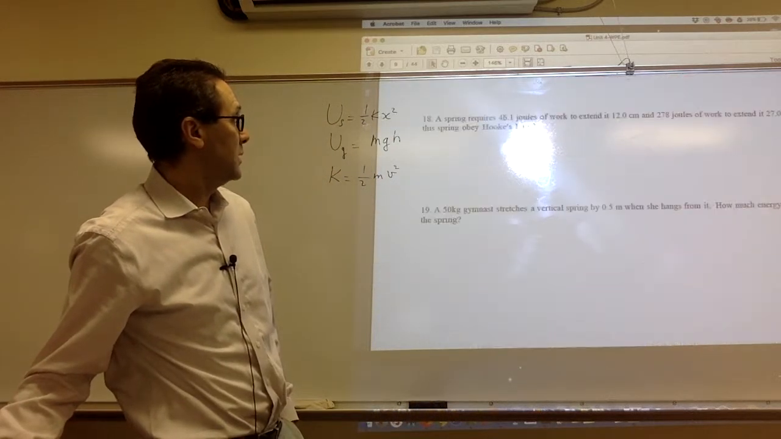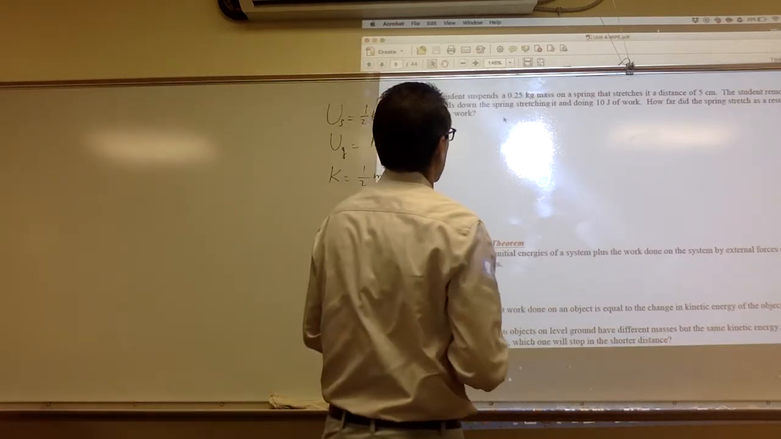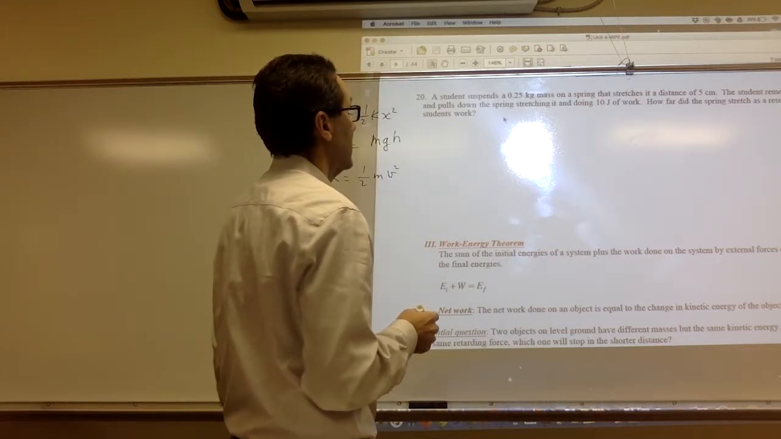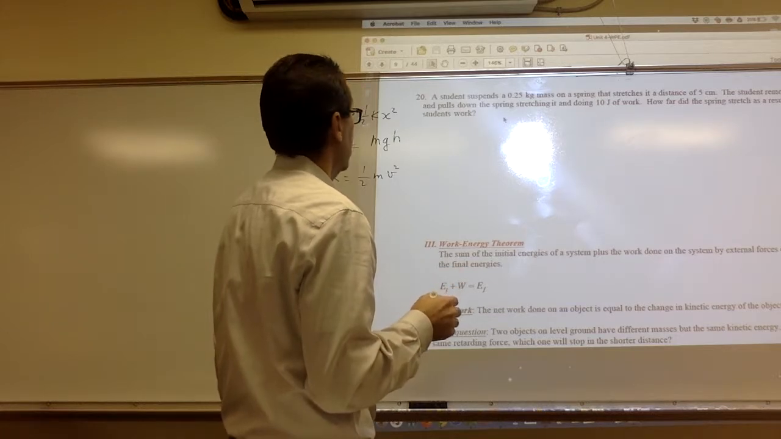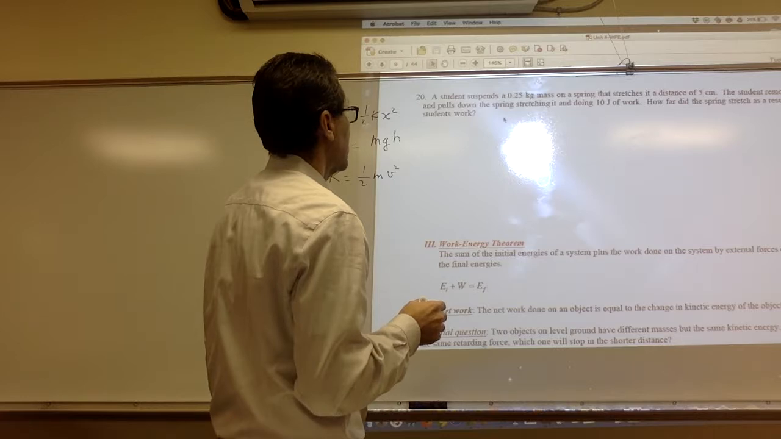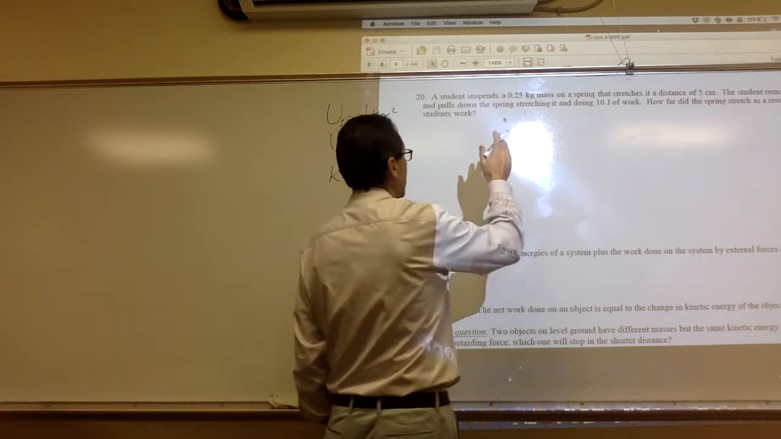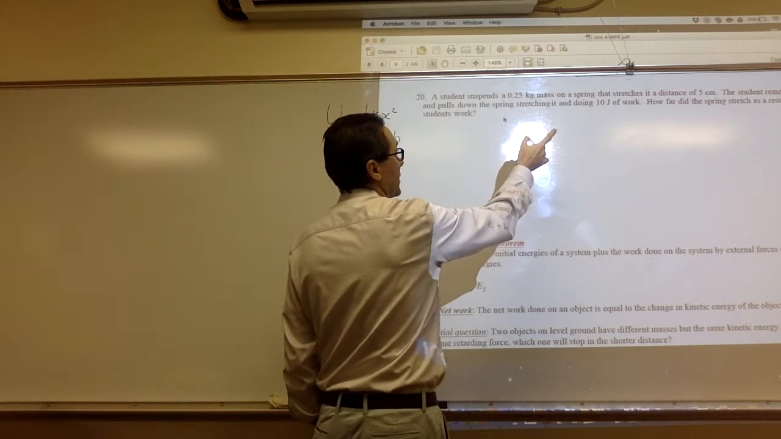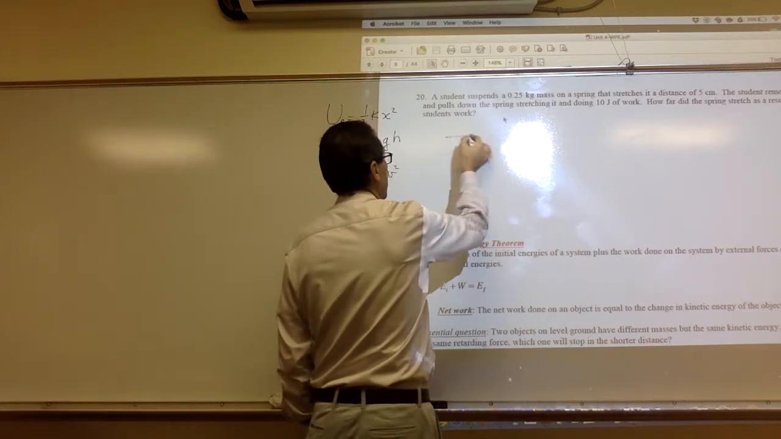Now I'm going to do the last problem. A student suspends a 0.25 kilogram mass on a spring that stretches it a distance of 5 centimeters. You've got to be careful there. The student removes the mass and pulls down the spring, stretching it and doing 10 joules of work. Now that's not a lot of work. So the first question: how far did the spring stretch as a result of the student's work? Well, I think we have to find the K.